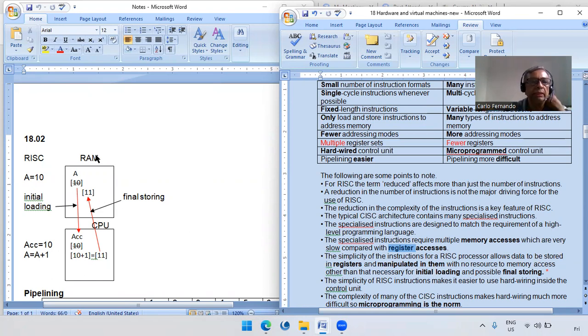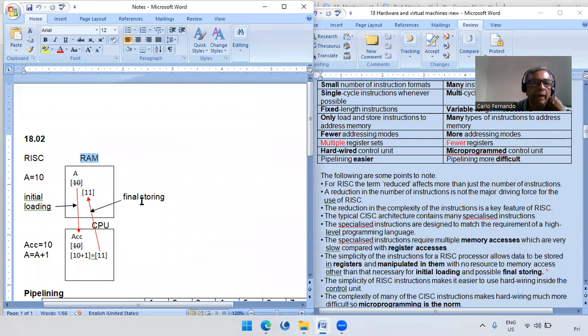So let's see, this is RAM and this is CPU. And in the RAM, there's an instruction A equals 10. So there's a variable A here with the value 10. Then what you have to do is A equals A plus 1, or add 1 to A. You can't do it in the RAM. So this is the initial loading to the register, which is the general purpose register, the accumulator, ACC.